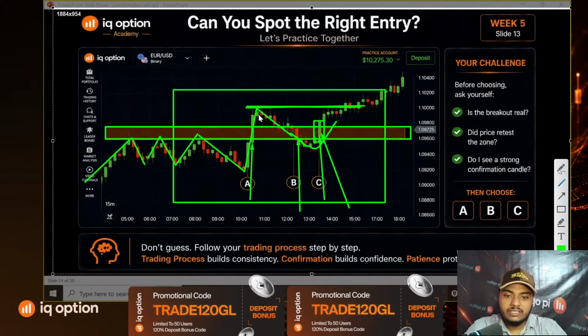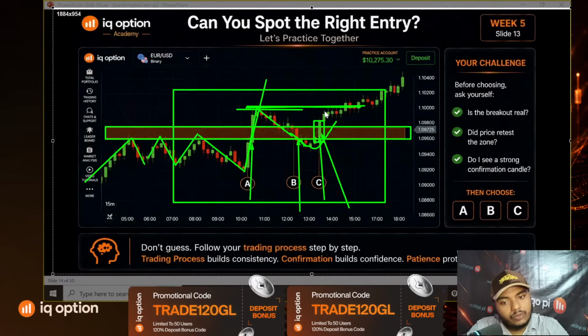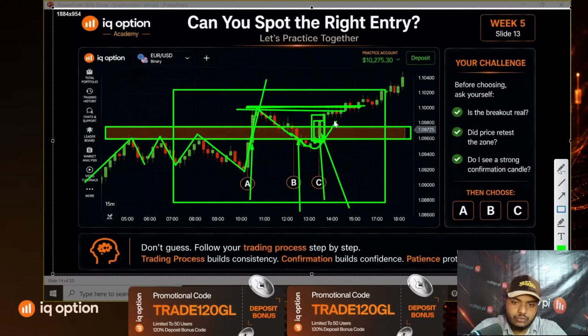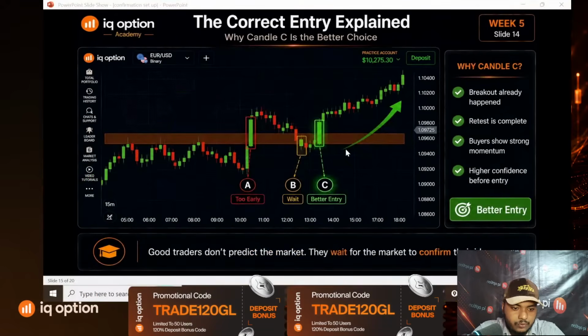If the left resistance area is very high like this one, you can execute your trade here. If the resistance area is equal to the candle, if the candle is like this, closing exactly at this resistance area or near it, you have to avoid these kinds of zones. I hope you get it. Let's reveal it on this next slide.